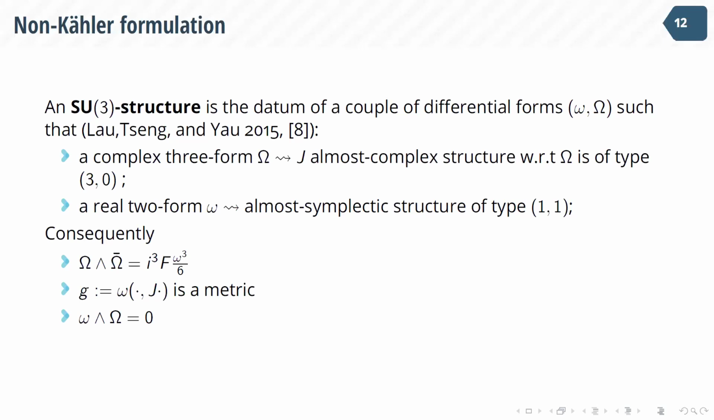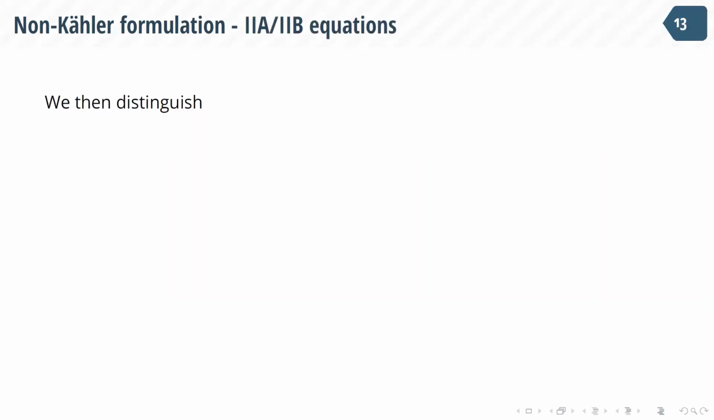We can observe that if both the forms are closed, one recovers the usual Calabi-Yau condition. So if you want to relax the Calabi-Yau condition, we can ask for less integrability of the structure. That means one of the two structures is allowed to not be closed.